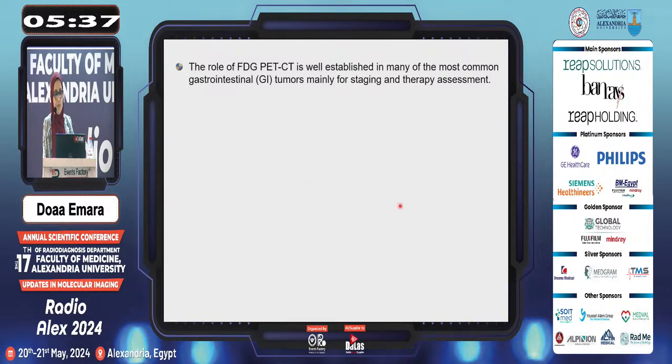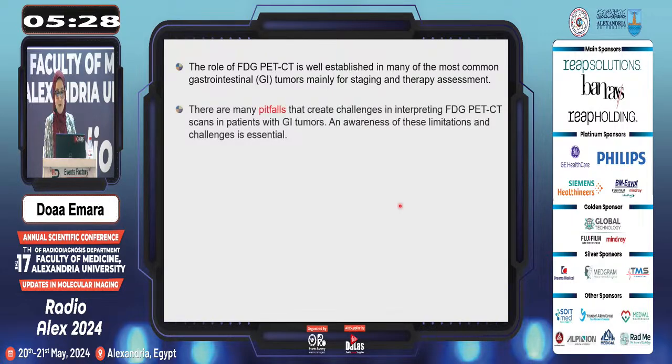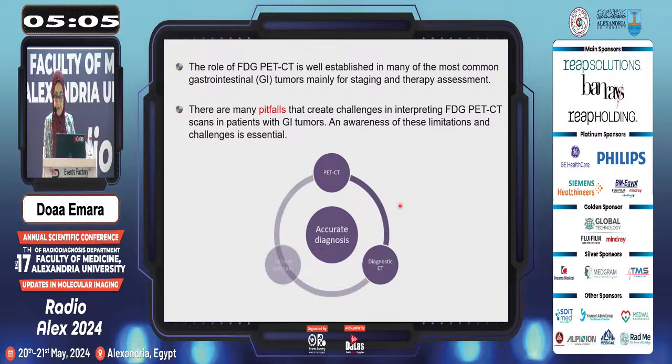And in conclusion, the role of FDG PET-CT is well established in many of the most common gastrointestinal tumors, mainly for staging and therapy assessment. There are many pitfalls that create challenges in interpreting PET-CT scans in patients with GI tumors. Awareness of these limitations and challenges is essential. To diagnose accurately any lesion in PET-CT, we have to correlate clinical and laboratory data of the patient with interpretation of diagnostic CT and PET-CT findings.